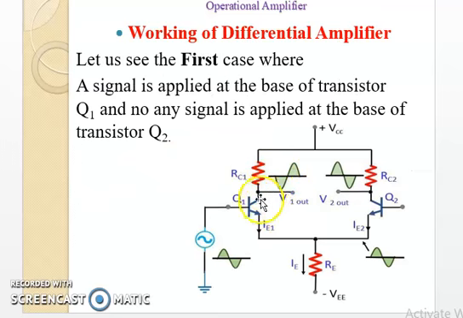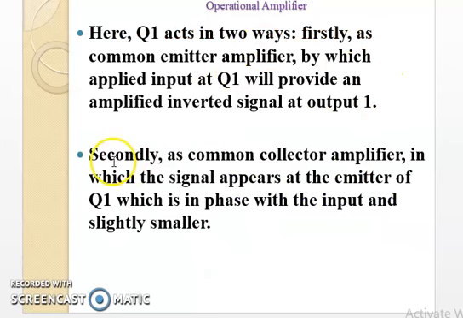Then secondly as a common collector amplifier. First one is what? Common emitter amplifier. Second is what? A common collector amplifier, in which the signal appears at the emitter of Q1. The signal appears at the emitter of Q1, which is in phase with the input and slightly smaller. This is in phase with the input, but it is smaller.